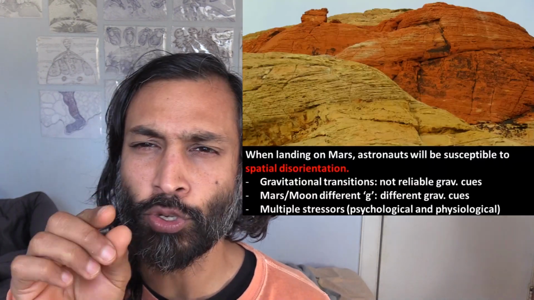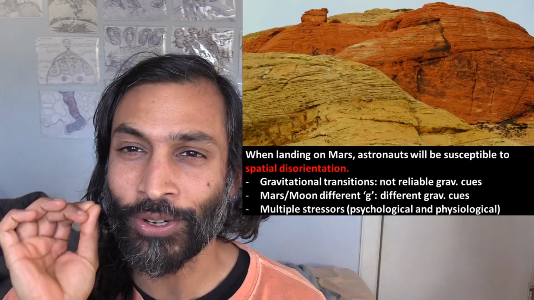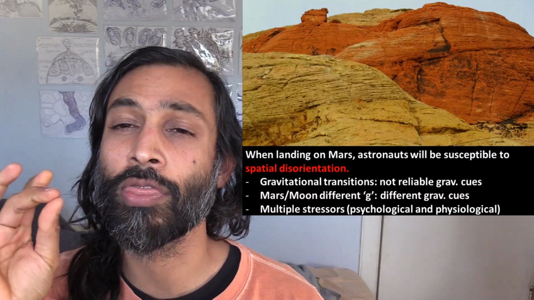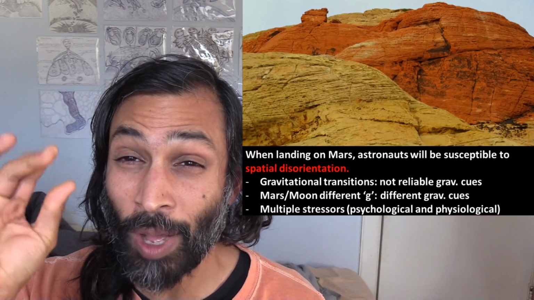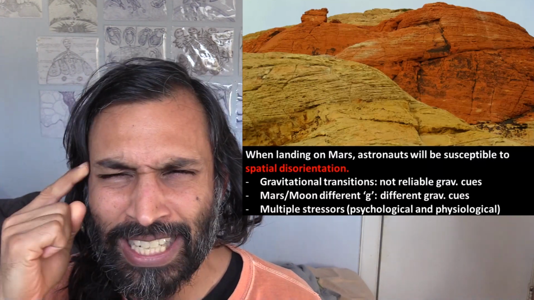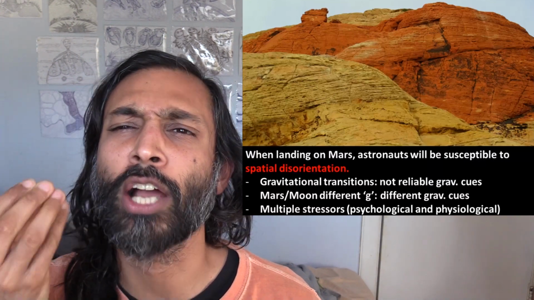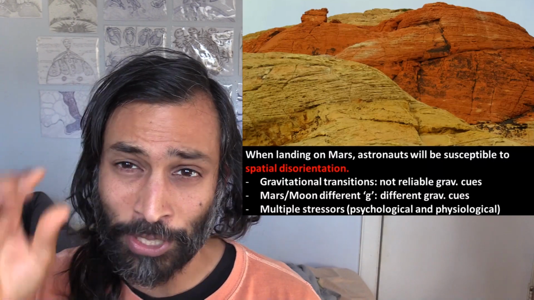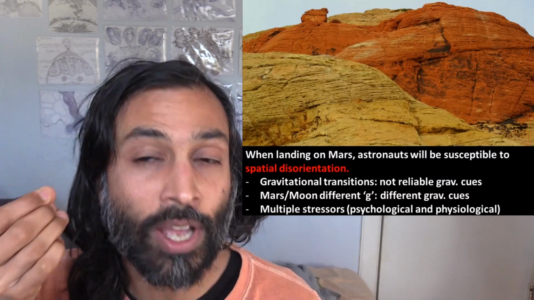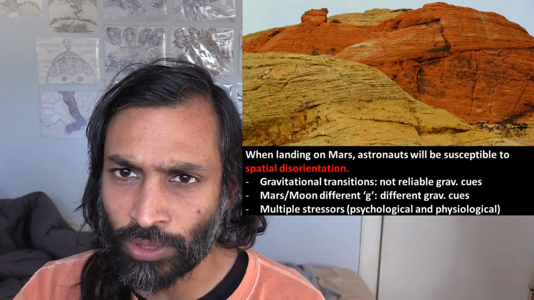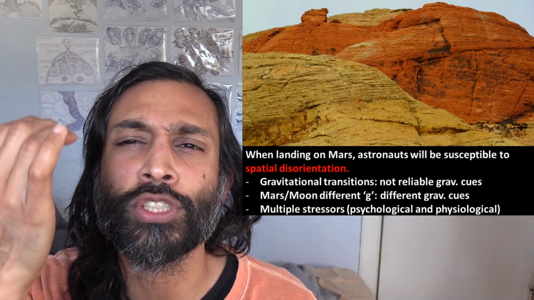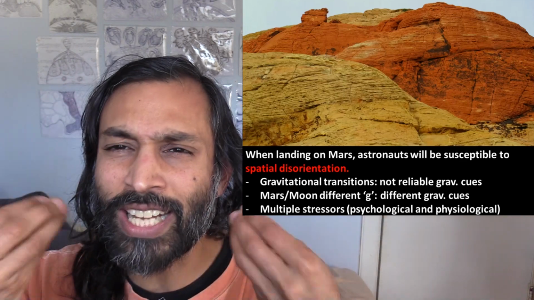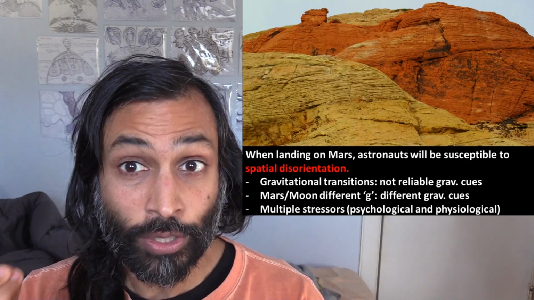Now imagine that you are an astronaut on your way to Mars and you spend months and months in zero G, and then comes a day when you have to land upon the surface of Mars, and in doing so you have to experience a gravitational transition from zero G to Mars G. And during that initial descent, you will not have reliable gravitational cues. On top of that, even as you approach the surface of Mars or the Moon, because they're smaller, the gravitational cues will be very different than what you're used to.